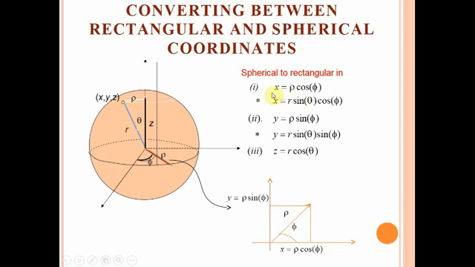Spherical to rectangular: we can find x is equal to rho cos phi, that is r sin theta cos phi; y is equal to rho sin phi, where rho is r sin theta, so y is r sin theta sin phi; and z is equal to r cos theta. So if we represent this position, the angle change is phi, and the radius is r for the sphere. But this r, if we project it on this surface, gives rho is equal to r sin theta, and z is r cos theta.